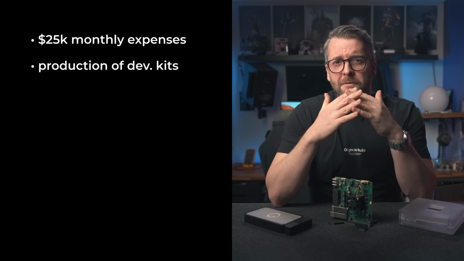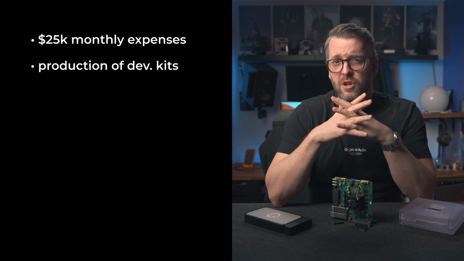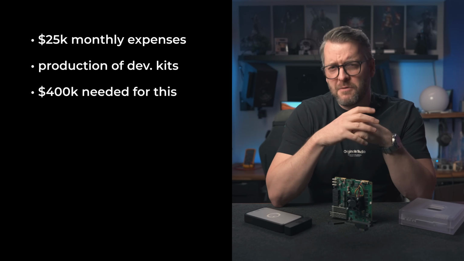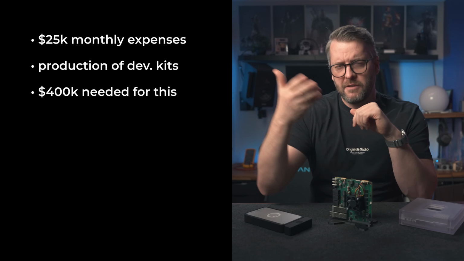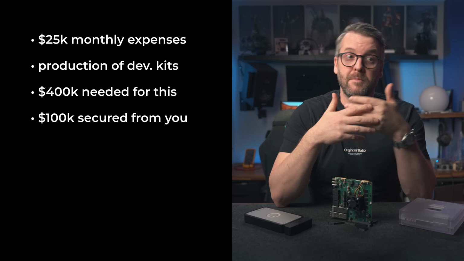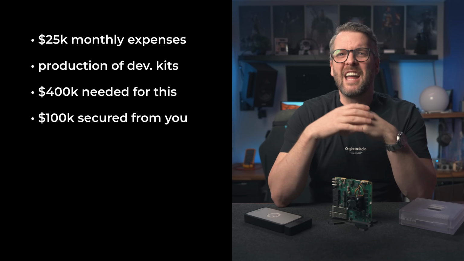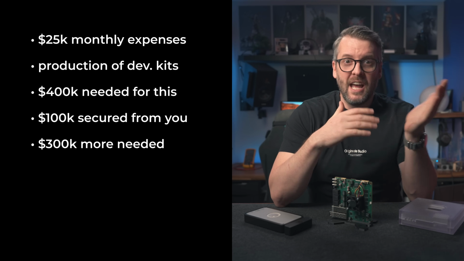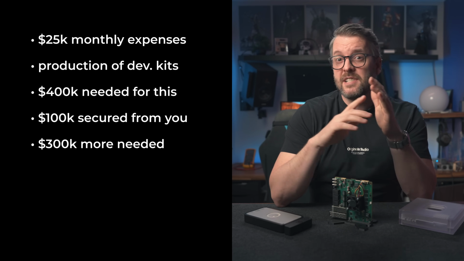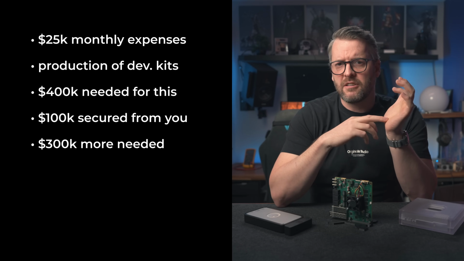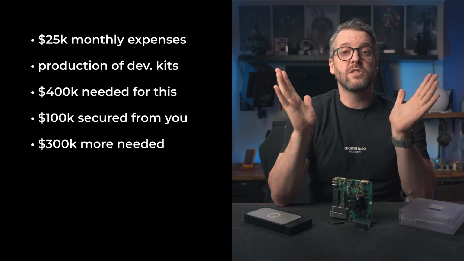You see, to manufacture all 1,000 pre-ordered units, we'd need roughly 400K, 100,000 of which we already have from the pre-orders, which means we'd need at least 300,000 more. And that doesn't count any salaries, licenses, external contractors, anything really, just the cost of manufacturing.